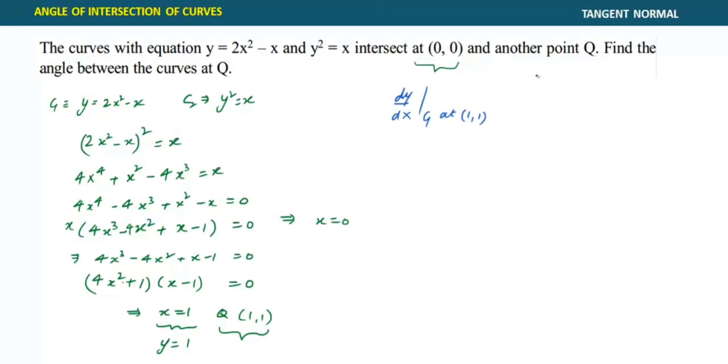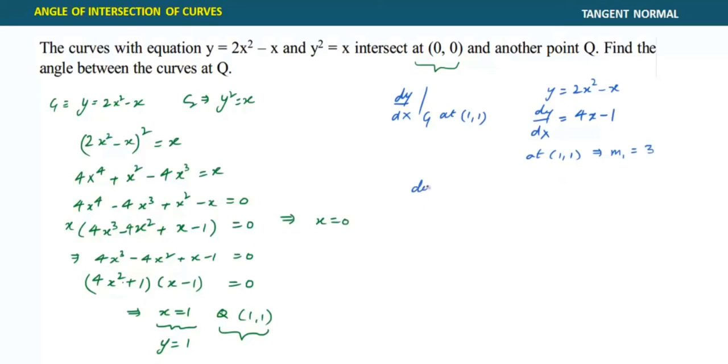So this is the first curve, that is y is equal to 2x square minus x. So what is dy by dx now? It is 4x minus 1, and you need to find it at (1, 1). So this value, let's say m1, will be given by what value? Yes, it will become 3.